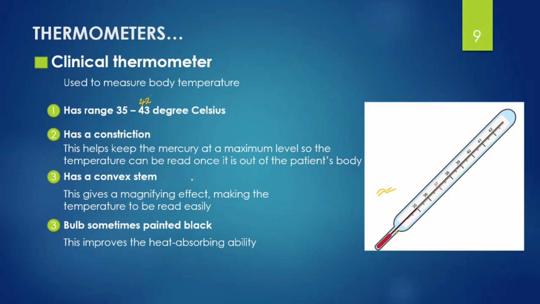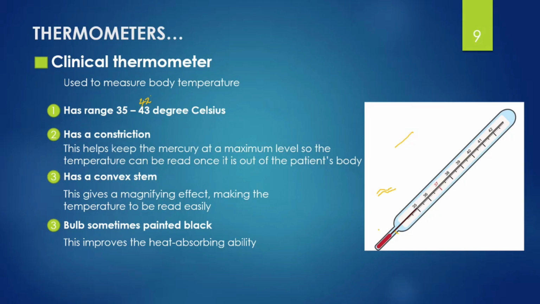That's why whoever uses it, after using it, has to fling it so that the mercury runs down to the bulb. And why is that constriction there? Once the thermometer is out of the body of the person whose temperature is being measured, the mercury starts dropping. So in order to prevent the mercury from dropping before the temperature is read, that constriction is put there. They have a convex stem, like a convex lens, and this gives an effect of magnification so that you can easily see and read the temperature.